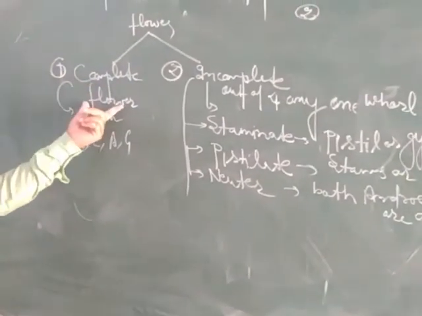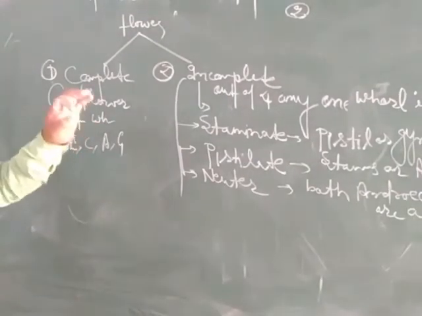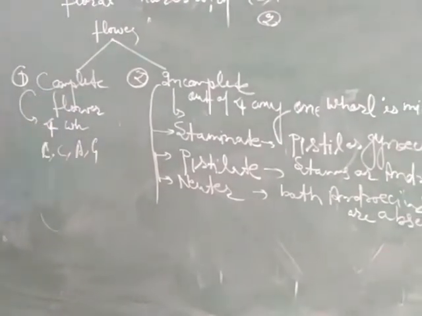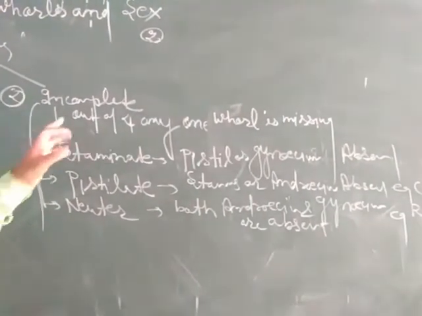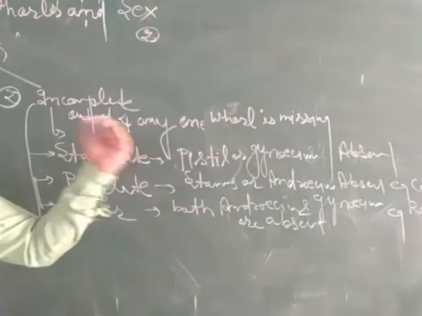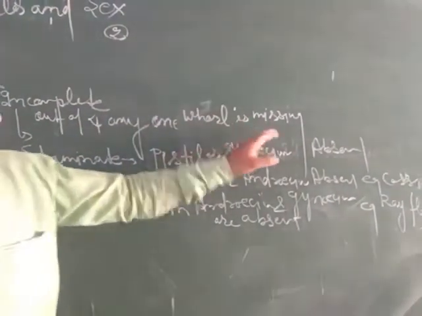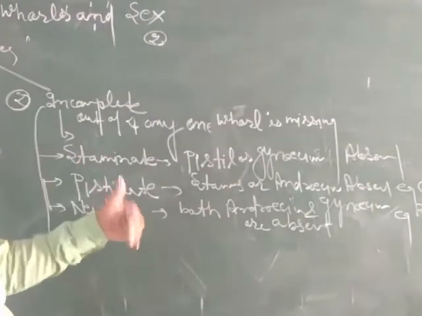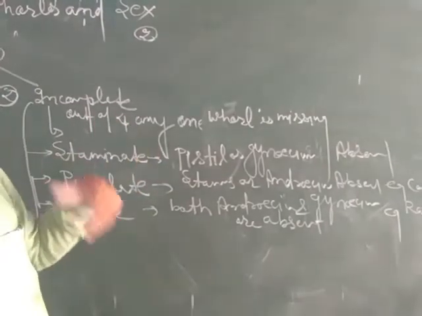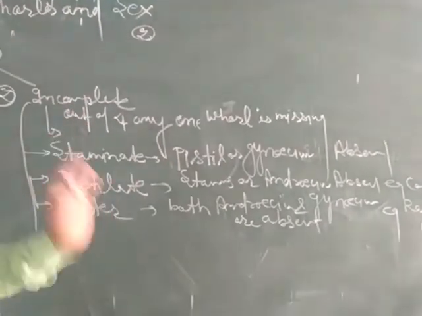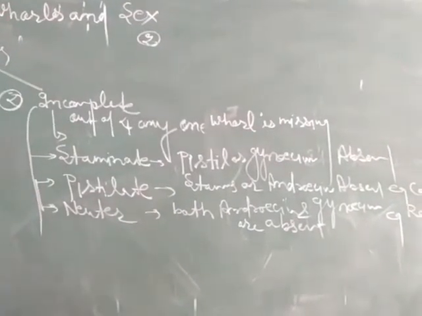First, complete flower. When all four whorls, calyx, corolla, androecium and gynoecium, are present, the flower is called a complete flower. Second category is incomplete flower. When any one of the four whorls is missing, either calyx, corolla, androecium or gynoecium, this is called the incomplete condition of flower.